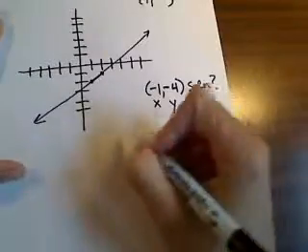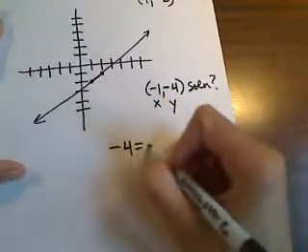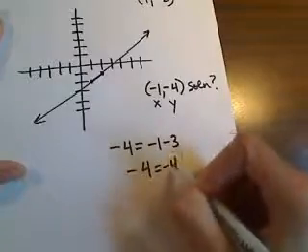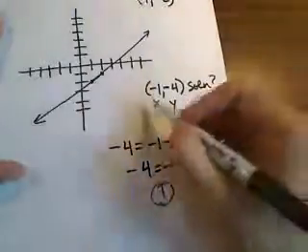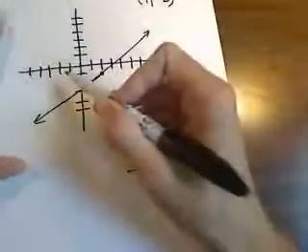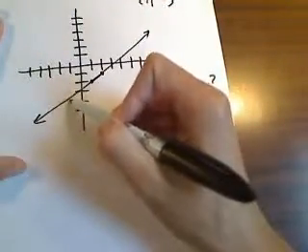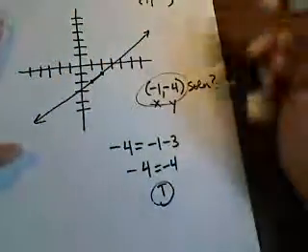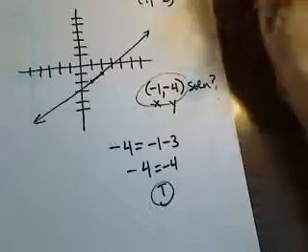And so if I plug it in, -4 equals -1 minus 3. So -4 equals -4, and that's a true statement also. So (-1, -4) would also be on the graph. Okay, and mine's a little bit off just because my grid isn't spaced properly. Okay, so that's it for that problem.